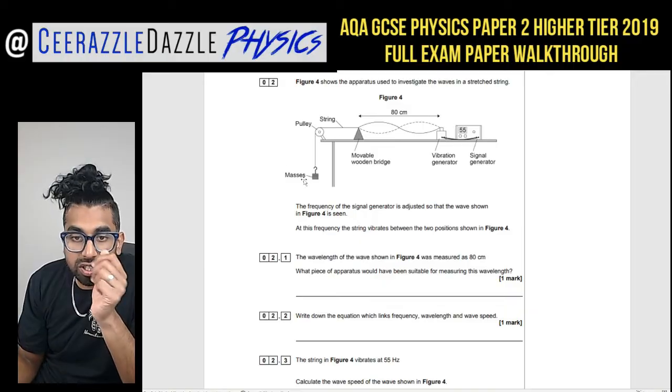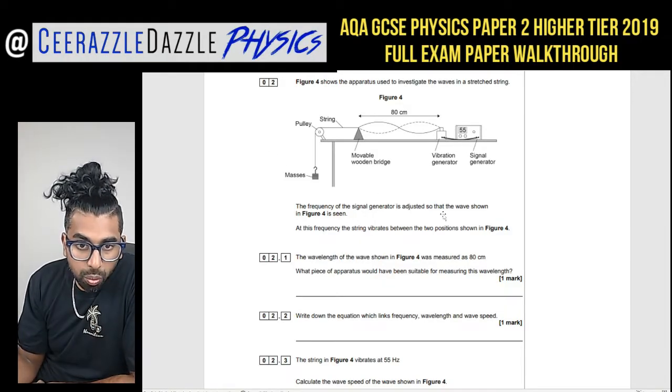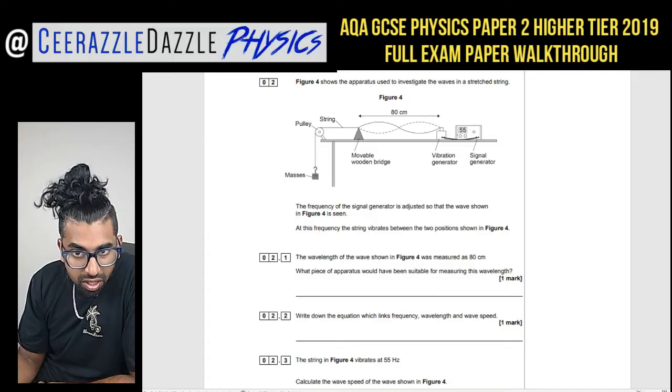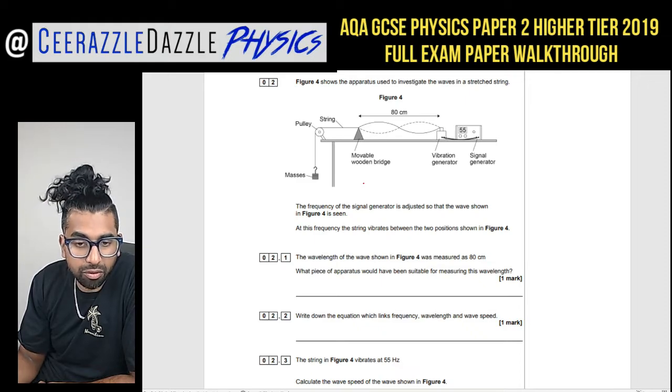The frequency of the signal generator is adjusted so that the wave shown in figure 4 is seen. So we have the signal generator over here connected to the vibration generator. And obviously it oscillates and you get this wave pattern being formed. The wavelength of the wave shown in figure 4 was measured to be 80 centimeters.